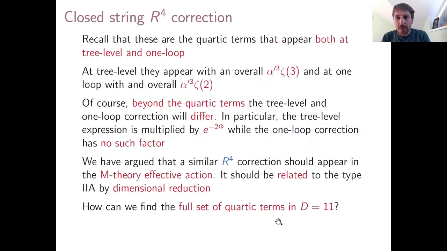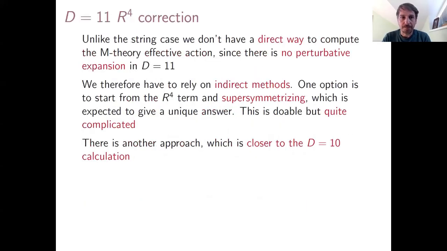But how can we find the correction in 11 dimensions so that we can compare it to this correction in 10 dimensions? Well, unlike in the case of the string, we don't have a direct way to compute the M theory effective action. I mean, you should be able to somehow use the BFSS matrix model, but no one's managed to do that to compute the corrections of the effective action.